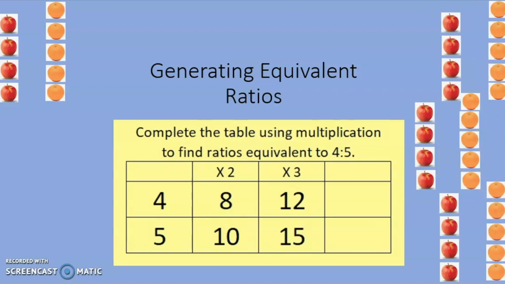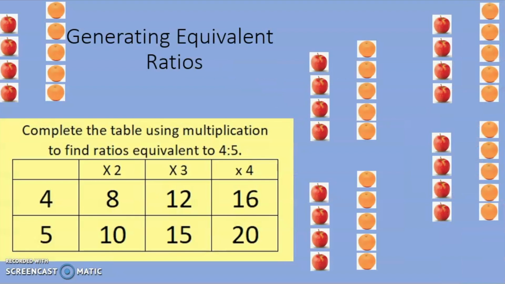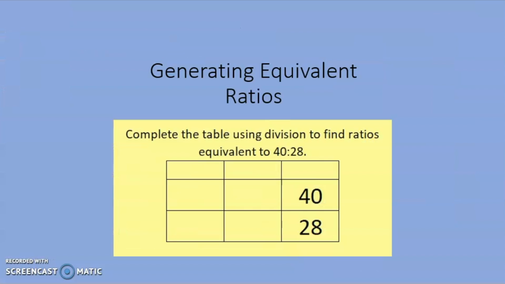We can multiply by 3. 4 times 3 is 12. 5 times 3 is 15. And we can multiply times 4. And there we see the pictures show us that there are 16 apples and 20 oranges. So we have 8 to 10, 12 to 15, and 16 to 20. All are equivalent to 4 to 5.